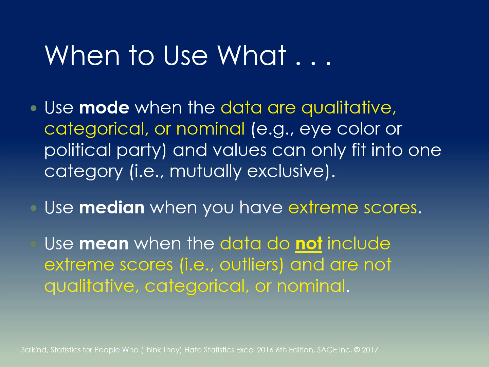We can use the median, and we want to use the median when we suspect that we have extreme scores or outliers in the data. We want to use the mean when the data do not include extreme scores, that is, no outliers, and are neither qualitative, categorical, nor nominal variables.